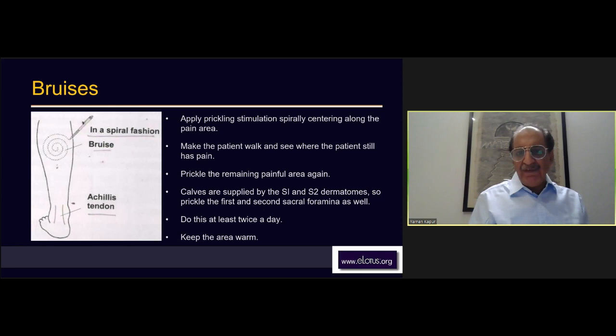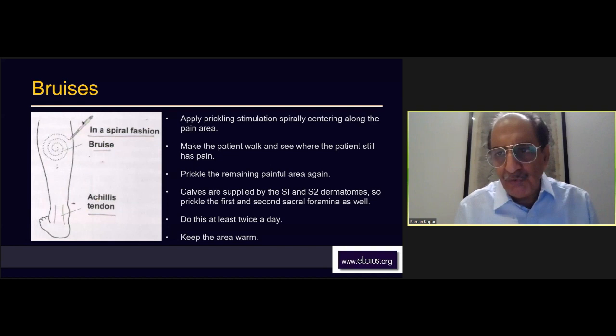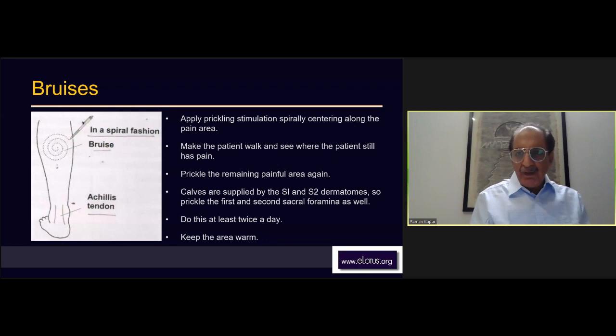As I said to you before also, this is an acute problem. For acute problems, you don't need to do the basic PNST treatment. You can just do the dermatome treatment followed by a local treatment. The dermatome treatment will be prickling the S1 and S2 dermatomes, and at the Du channel level, the zero points, as we call them, as per Dr. Nagata, and then doing prickling locally. You can do this initially twice a day and keep the area warm.